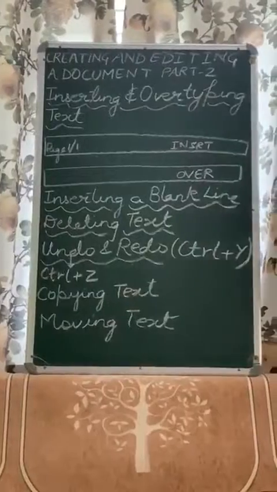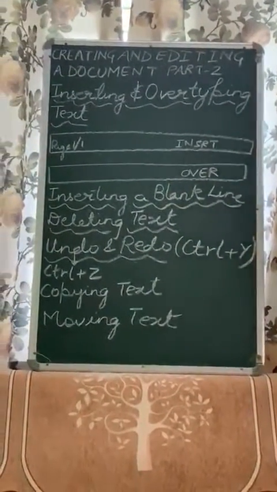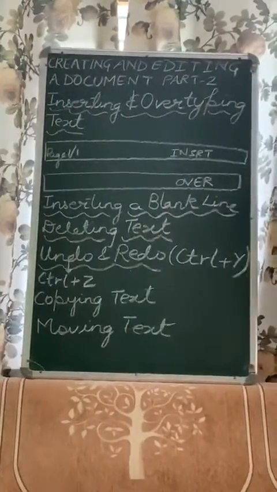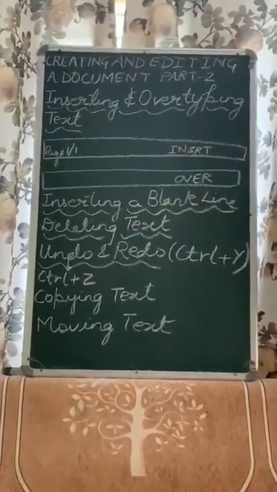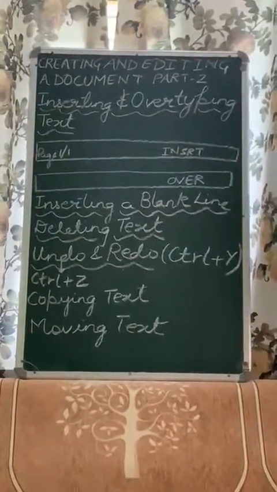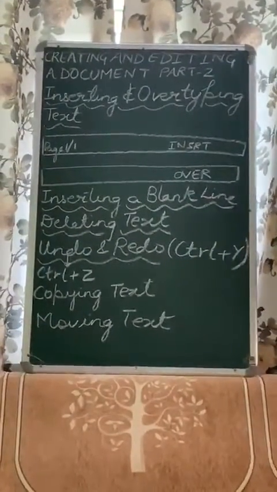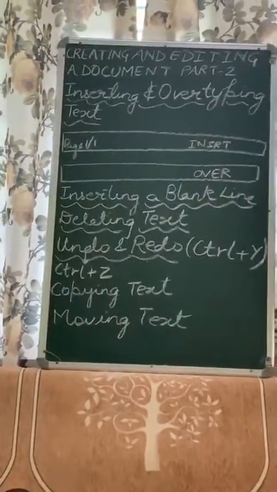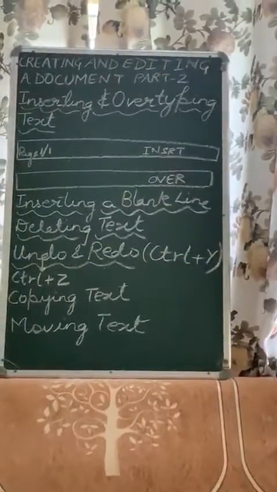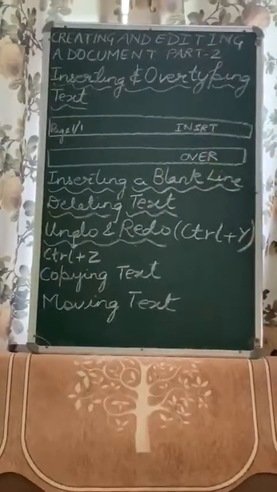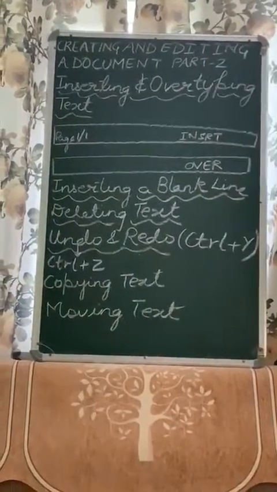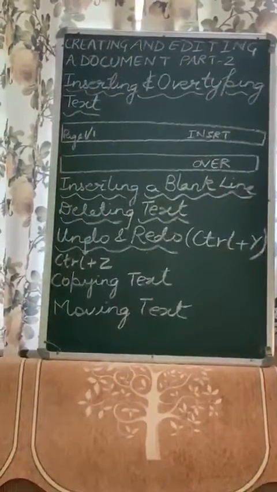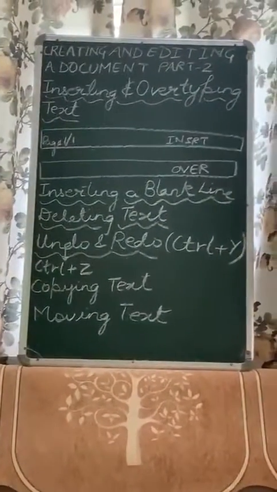Then moving the text. In moving the text, you can easily move the text from one position to another using the cut and paste commands. Again, the cut option you can find in the Edit menu or on the standard toolbar, and the paste option is there in the Edit menu itself. For cut and paste, the shortcut keys are Ctrl+X and Ctrl+V. So this is how we can copy and move the text from one place to another. The basic functioning of copying and moving is the same as in MS Word.